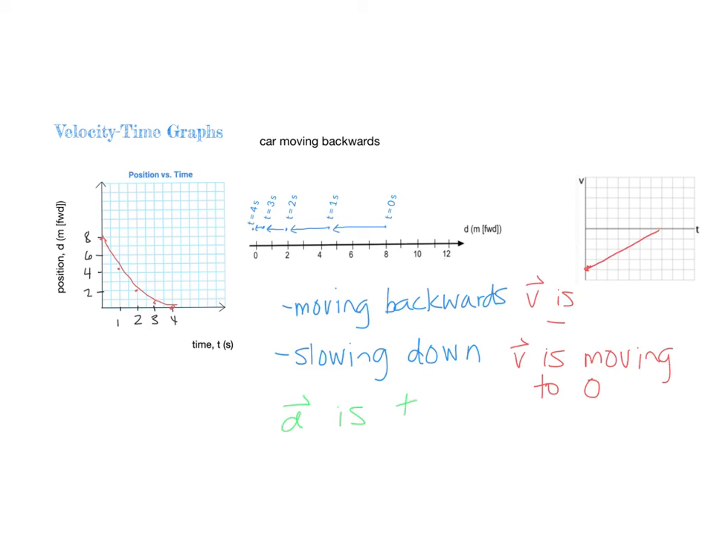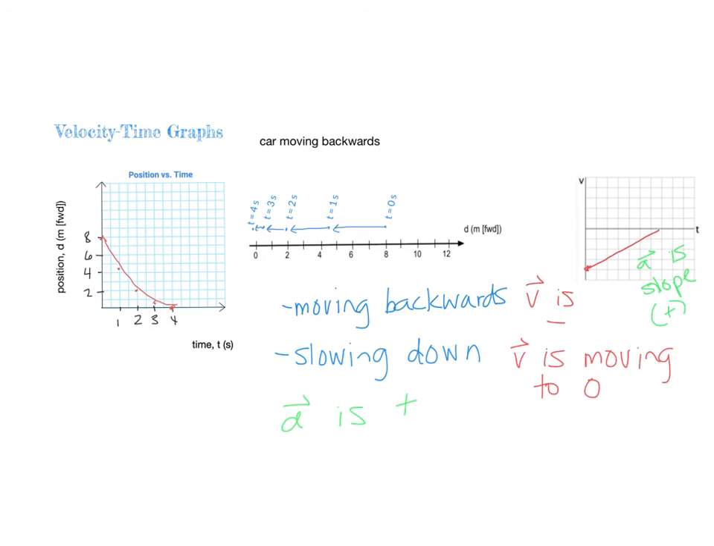If acceleration is the slope, this is a positive slope because it's going up. So acceleration is the slope. And in this case, the slope is positive, or going up. So we have a positive acceleration, which makes sense. They're in opposite directions and it will slow down.